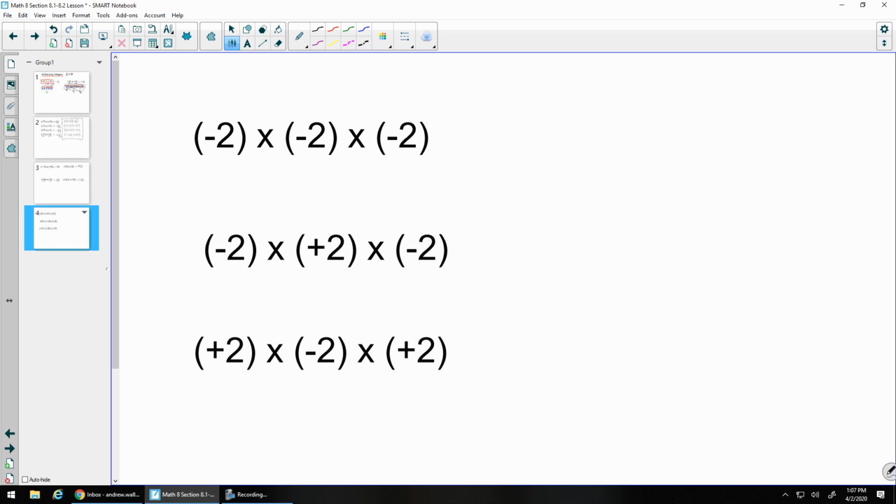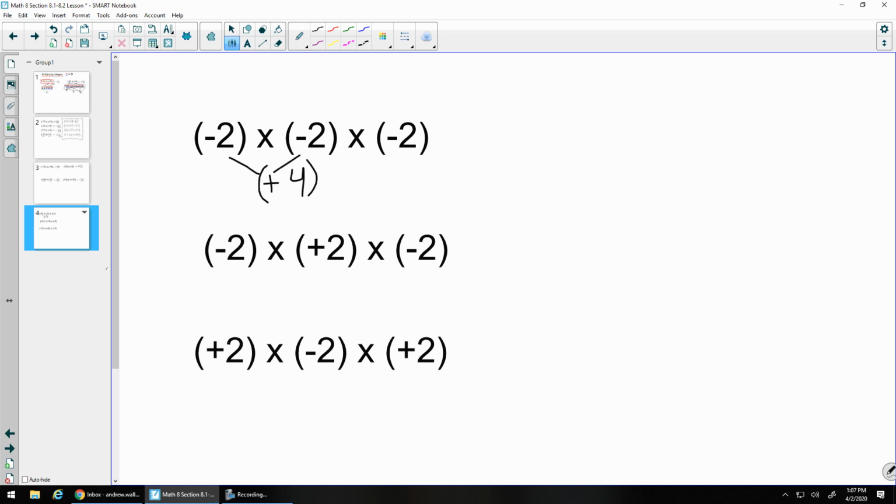Lastly, what if we had more than one integer being multiplied together? So let's look at what would happen here. Realistically, we would follow BEDMAS rules, which means just going from left to right. And so if we started here with negative 2 times negative 2, well, negative 2 times negative 2 is equal to positive 4. So a negative times a negative is a positive.